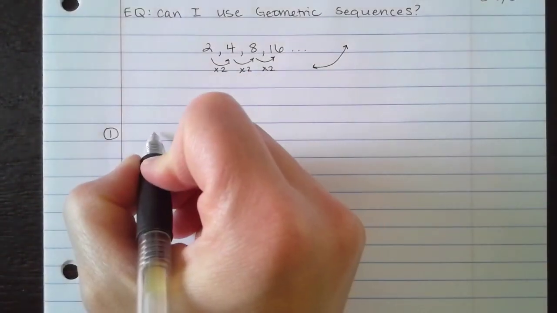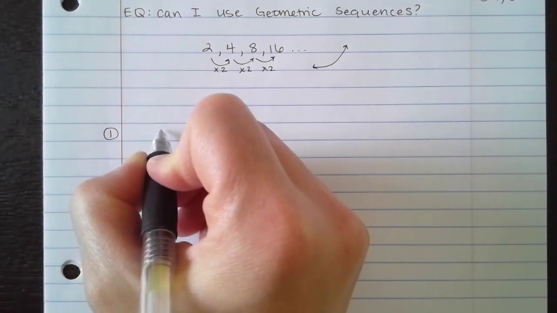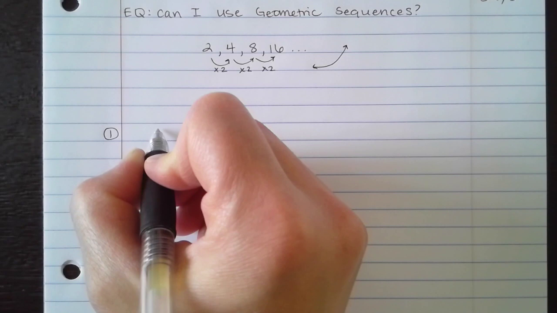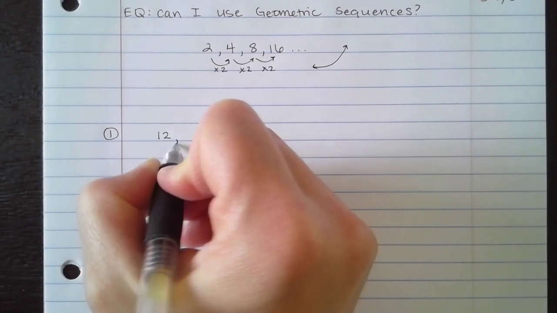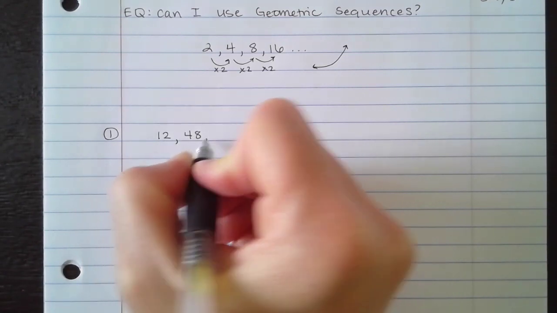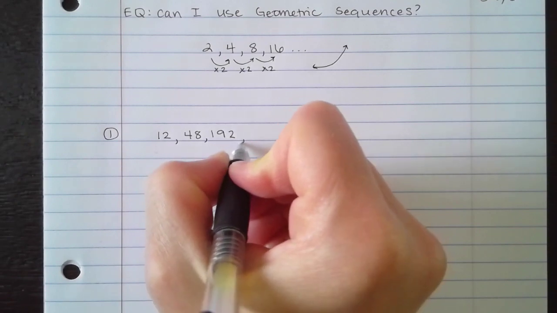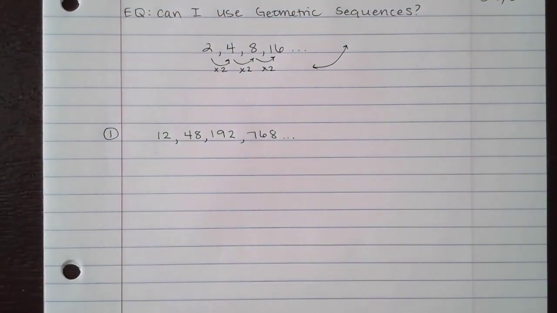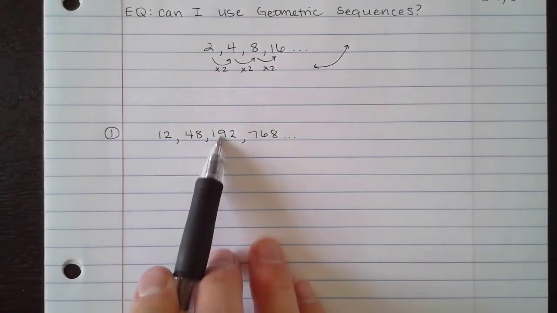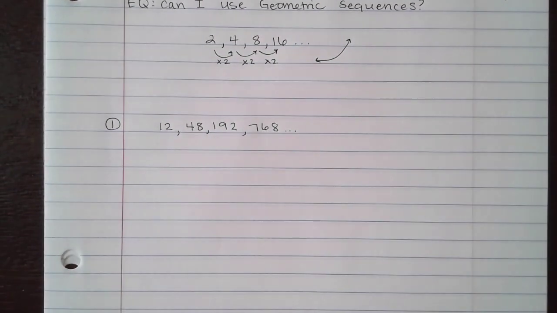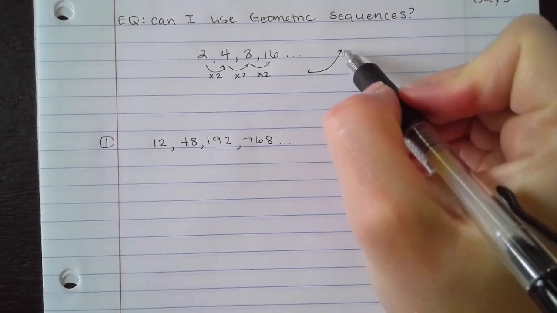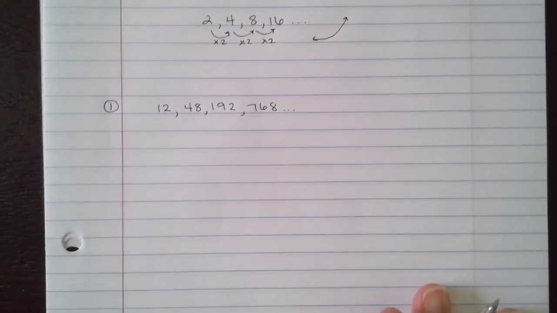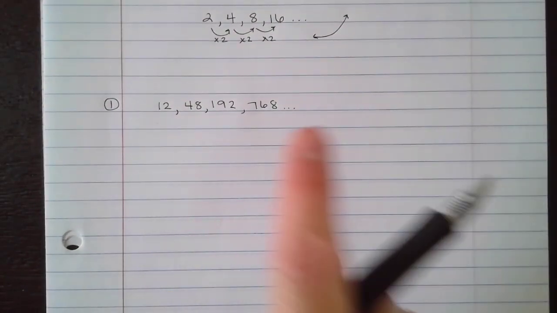So I'm going to write a sequence. I'm not going to write the function. I'm going to write the sequence here. 12, 48, 192, 768. Okay, that's going up real fast. We started with 12 and only 3 steps later, we're at 768, which is why the graph looks like it goes up really, really fast. It doesn't look like a straight line.